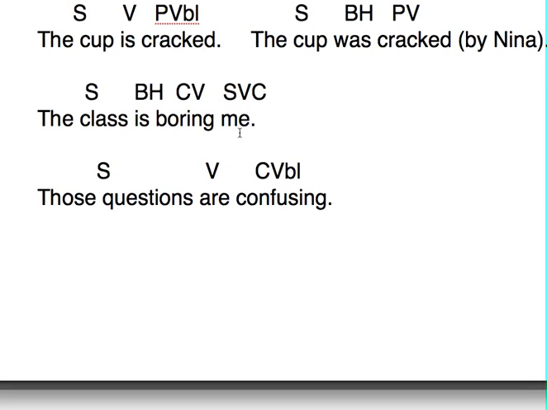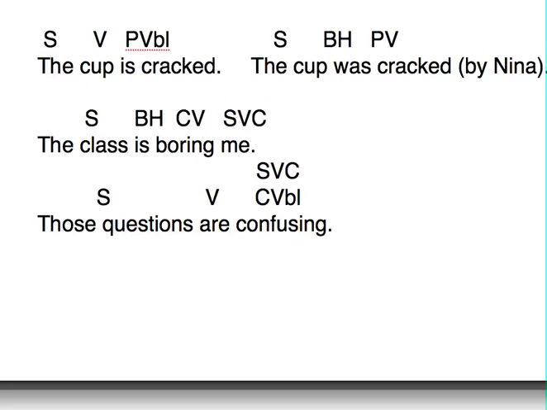Okay. Those questions are confusing. So the CVBL describes the questions, right? And in each of these cases, these CVBLs will also be the subject-verb completers in the sentence. Okay. The PVBL in this case will be the subject-verb completer, because when you ask the cup is what, the cup is cracked. So that completes the subject and verb. Write down these examples and then try a few of your own.